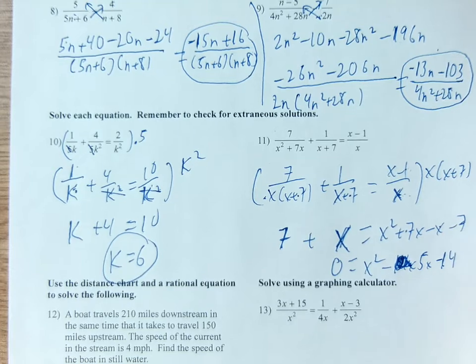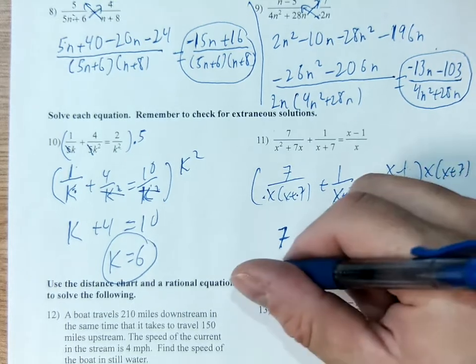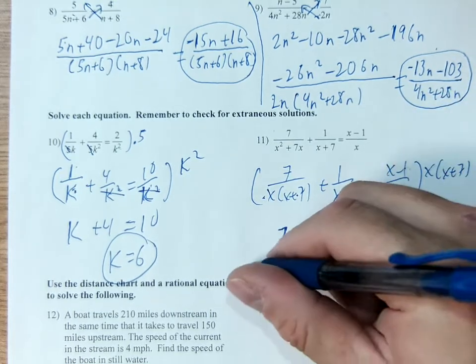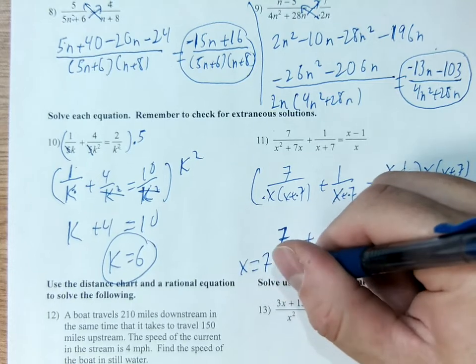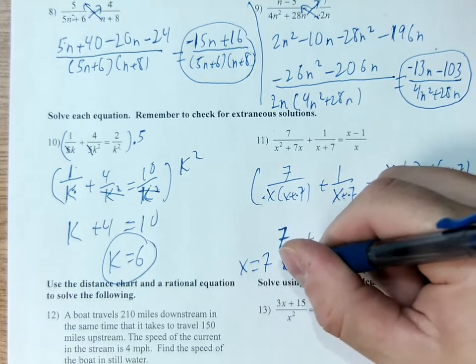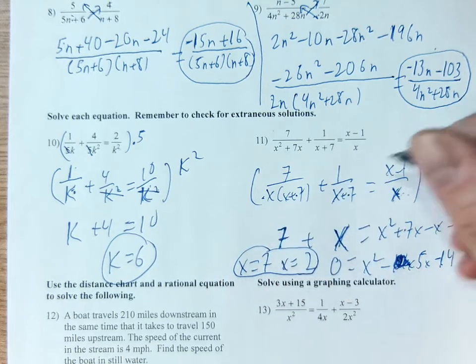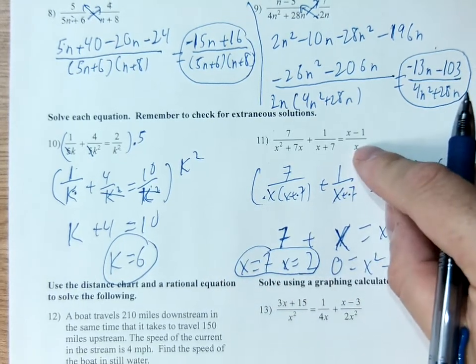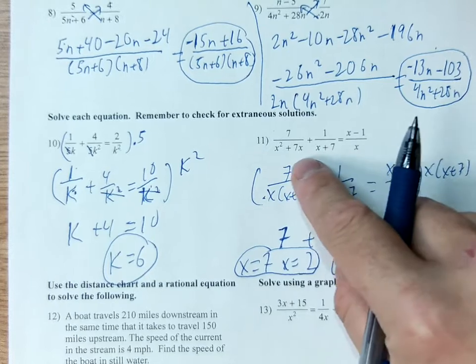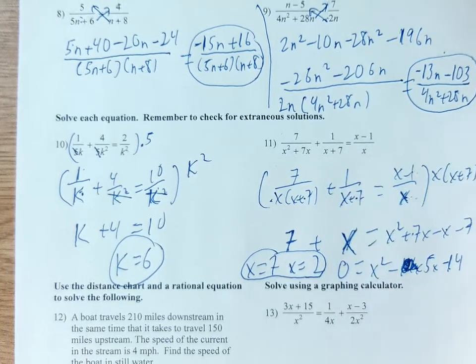It would be nice if this factored. It looks like it does. 7 and 2 makes 5. So it's x minus 7 and x minus 2. Those are going to be my answers: x is equal to positive 7 or x equals 2. I can go back up here and make sure that I can put 7 and 2 in, and it looks like I can because the excluded values are negative 7 and negative 2, not positive 7 and positive 2.